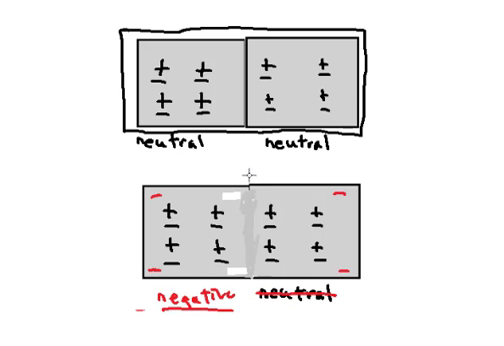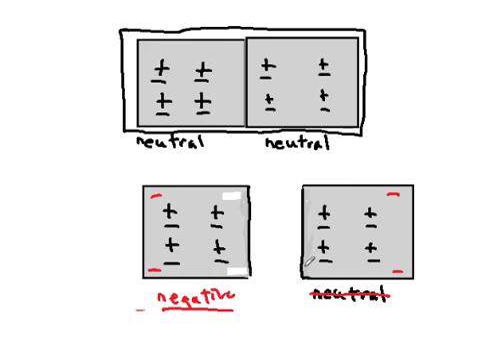If we were to split these back up though, and they are now separate pieces of material again, notice the one on the right is now negative. And the charges would go as far away as possible from each other. So both items are now charged by conduction.